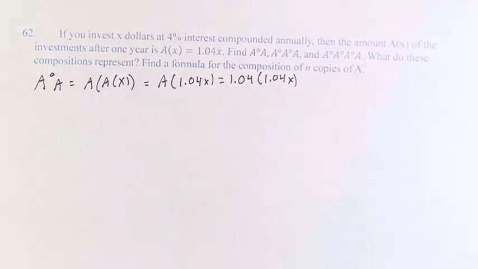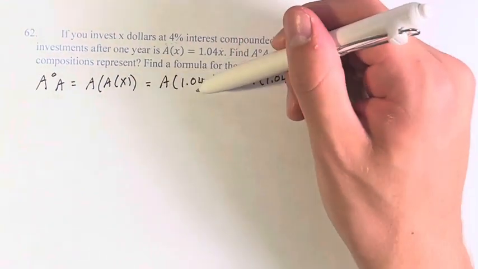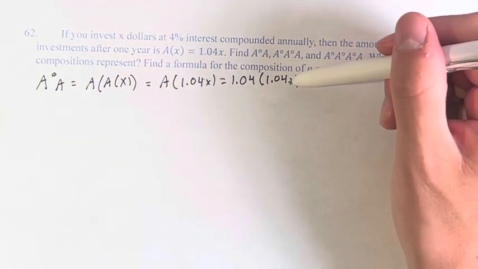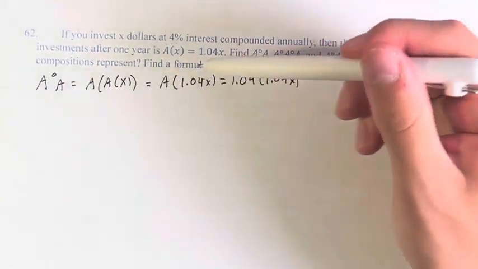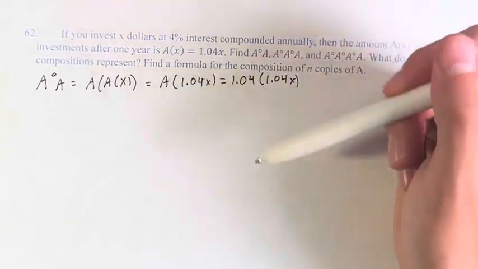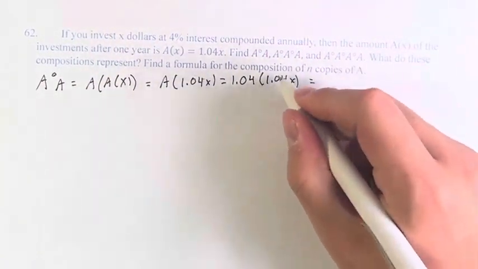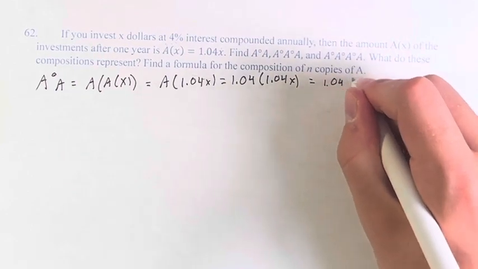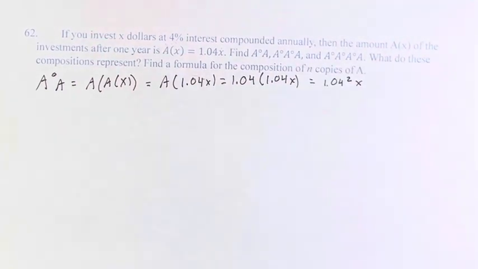Right? And I'm using the language, A of this thing is equal to 1.04 of this thing, because what we're just doing here, and we're going to be doing it a lot of times, is just finding a new thing to plug into A. And so here, that's 1.04 times 1.04, 1.04 squared times X.